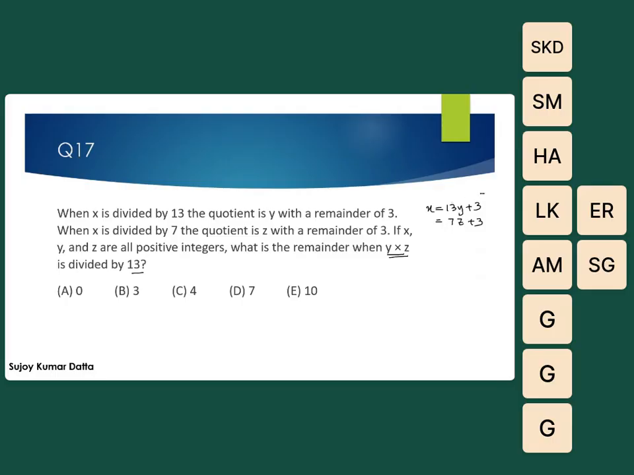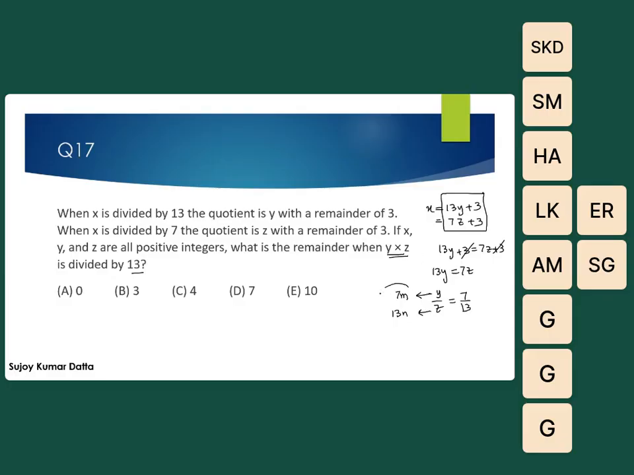Okay. So from here, we can clearly understand 13y plus 3 should be 7z plus 3. 3 cancels out. So 13y is equal to 7z. So that implies y over z is 7 by 13. That means y is a multiple of 7 and z must be a multiple of 13, right? That's the only way this can happen.